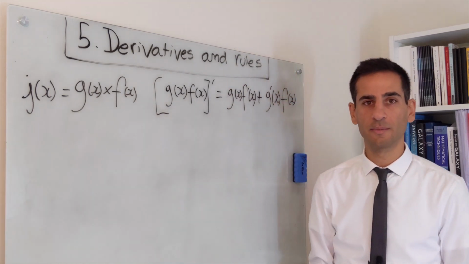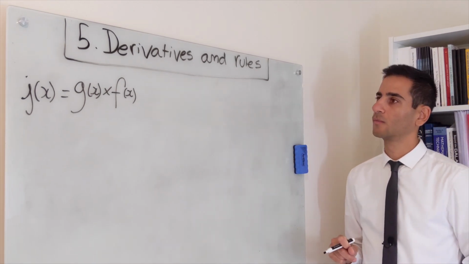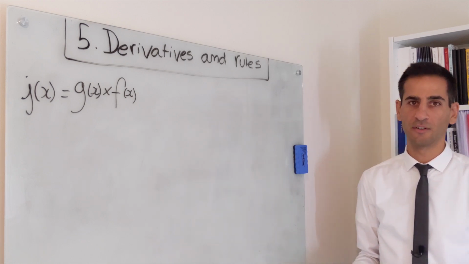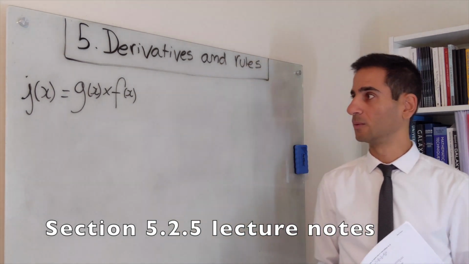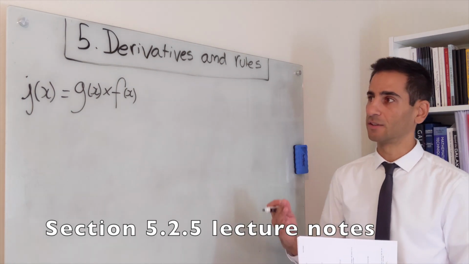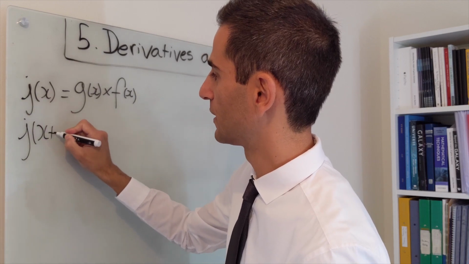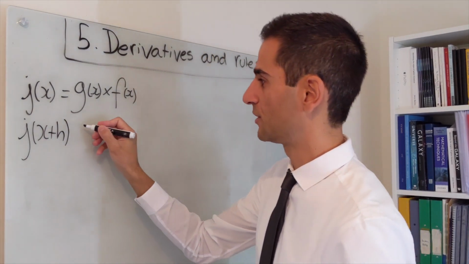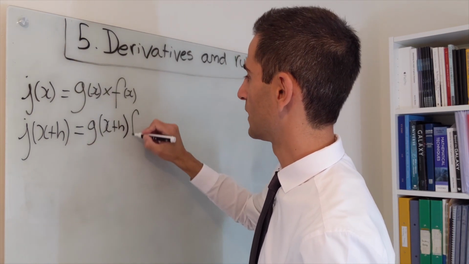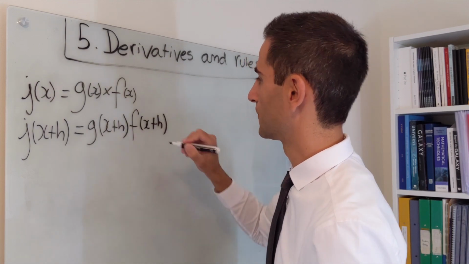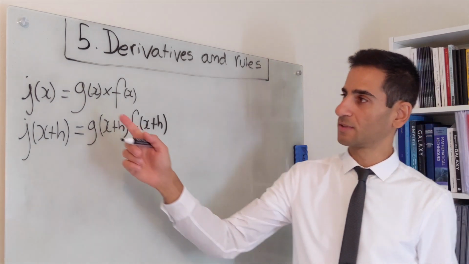First of all, let's use a little bit of physics 111 magic and get rid of this part. We have space now to do the derivation, and you can also find it in section 5.2.5, product rule. The other ingredient that we'll need in order to use differentiation from first principles is to calculate what j of x plus h is, which, given the definition, is g of x plus h times f of x plus h.